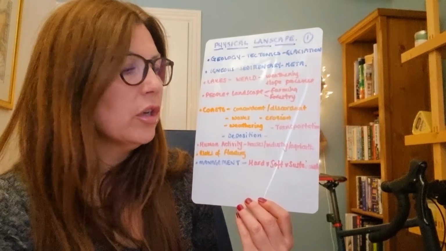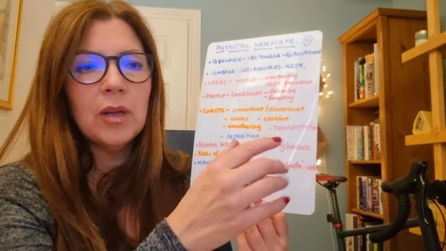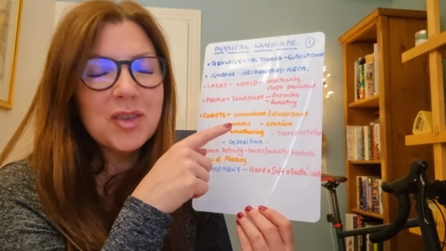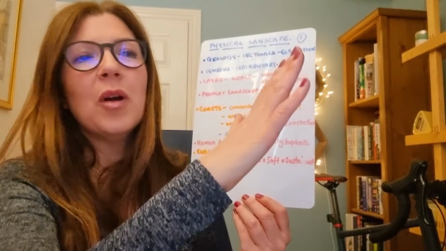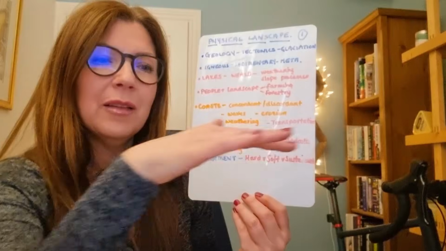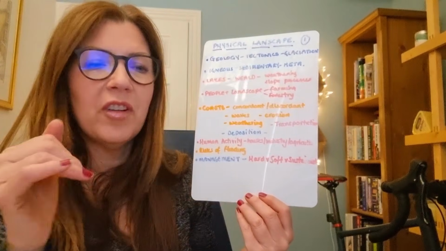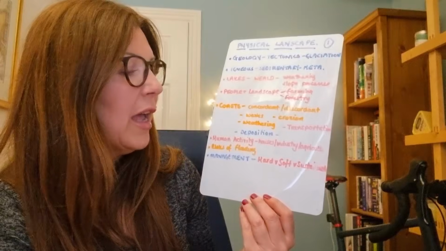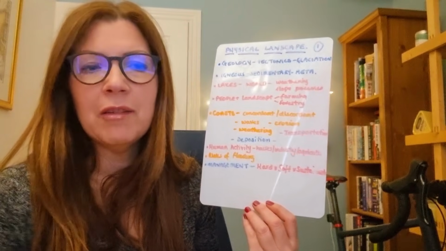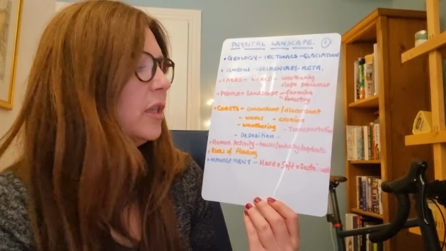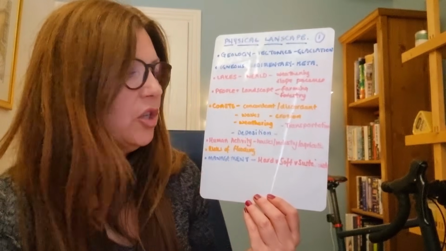So concordant coastlines are often quite shallow, and constructive waves are often quite shallow. The relief is often quite shallow, a nice, not very steep beach. And then when we've got destructive waves, they scour the sediment out, and we end up with these very steep beaches.